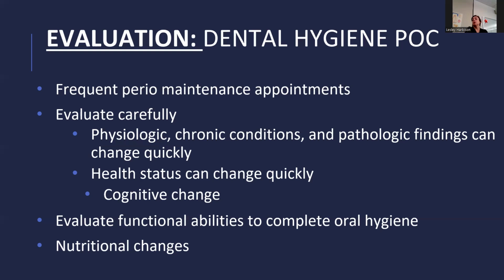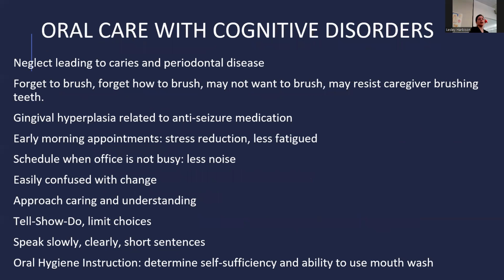Evaluate functional abilities to complete oral hygiene, nutritional changes. A lot of this is repetitive. Oral care with cognitive disorders. I won't read through all of this, but if somebody has cognitive decline, they're either going to not want you to touch them and be combative, they don't remember how to brush, they don't like the feeling, or they don't remember to do it. Maybe they would like to do it, but they just don't ever remember. There are so many variabilities to it, so you just have to be aware of all of those things.